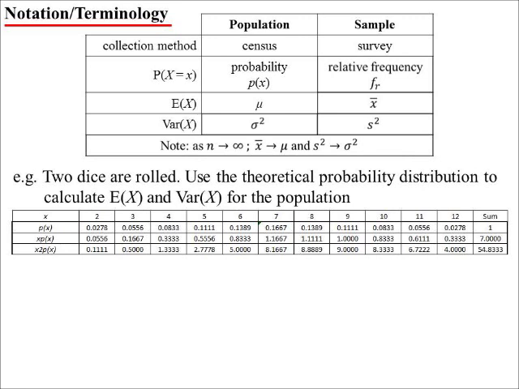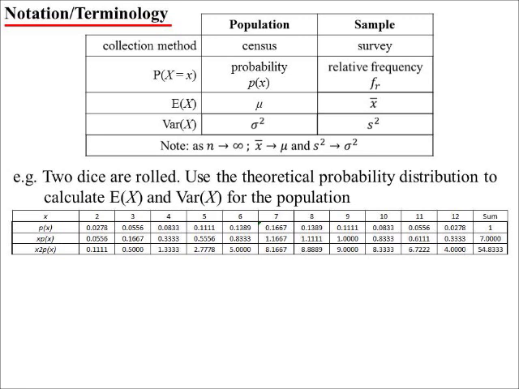Now what we should see happening as n approaches infinity, so getting closer and closer to capturing every possible piece of data, is that x bar, the sample mean, should approach the mean of the population. And similarly with the variance, they should approach each other as well.